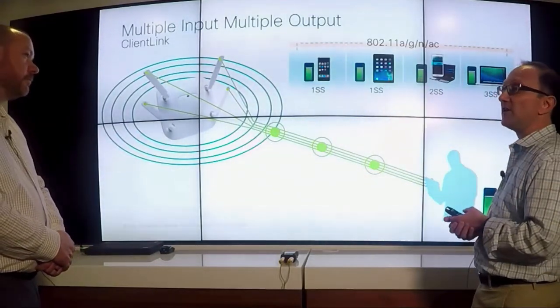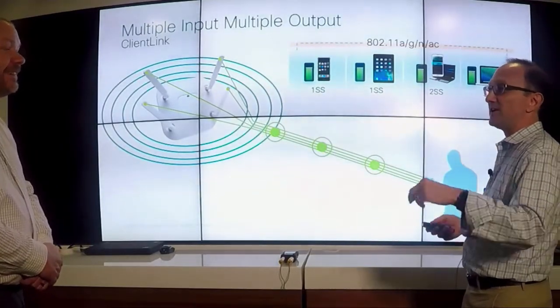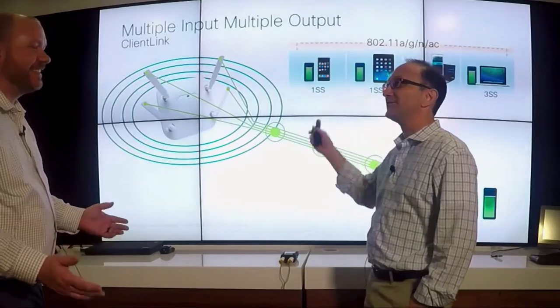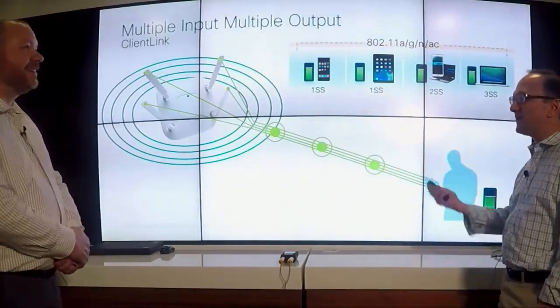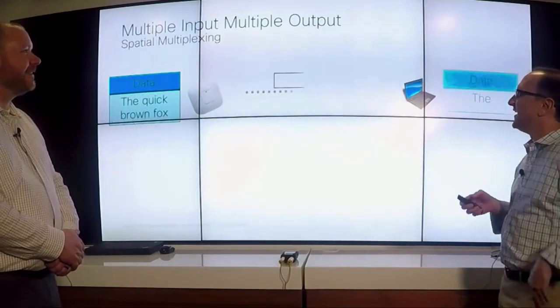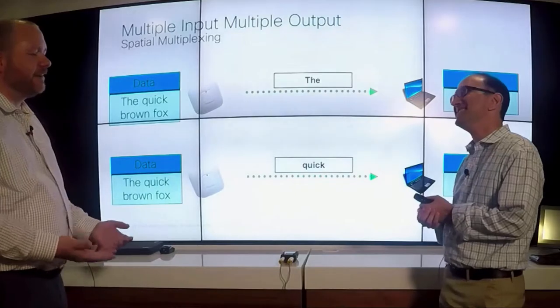Any idea why we called it ClientLink? Tell me why. You can't trademark implicit transmit beamforming. So the marketing guys got involved. Exactly. There were some meetings, ClientLink. And we end up with ClientLink. Excellent. That's kind of what I expected you were going to say anyway, but I thought that there would be something more interesting. Turns out there wasn't.